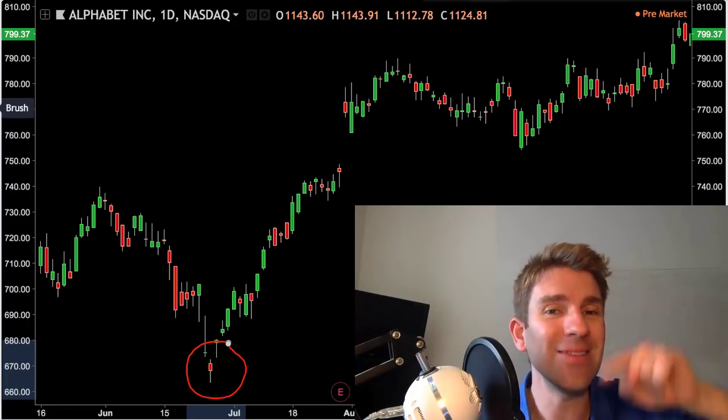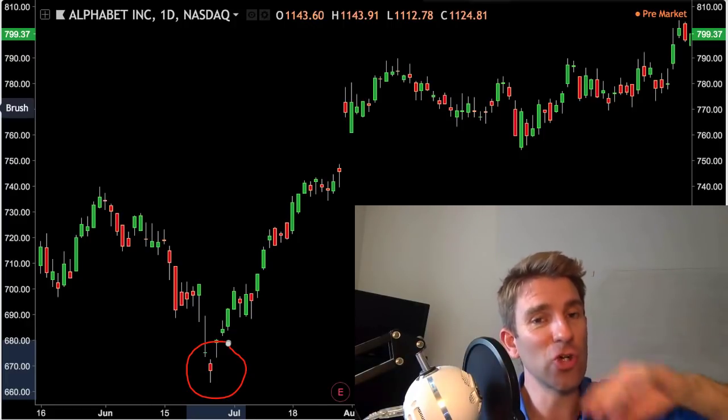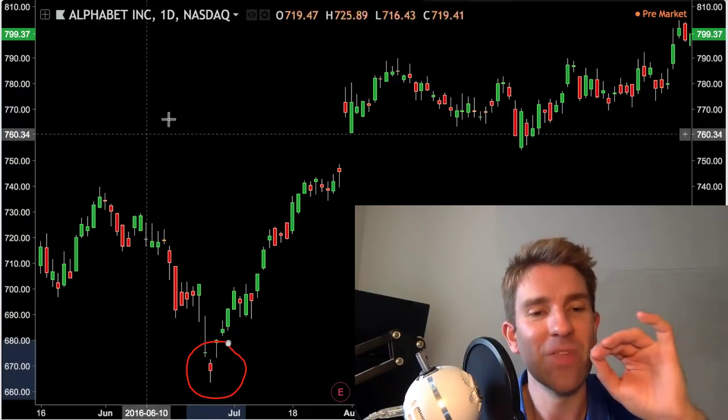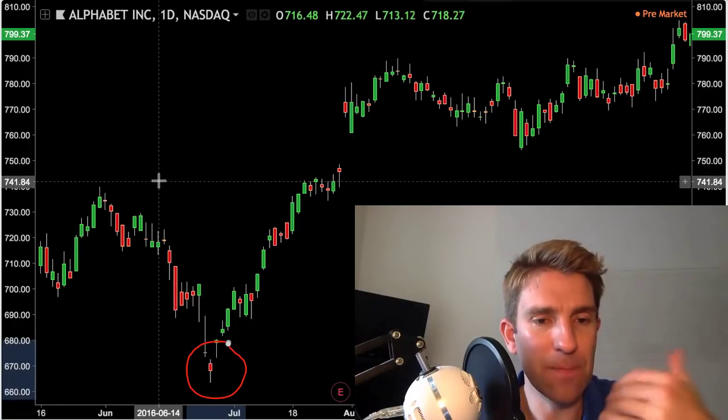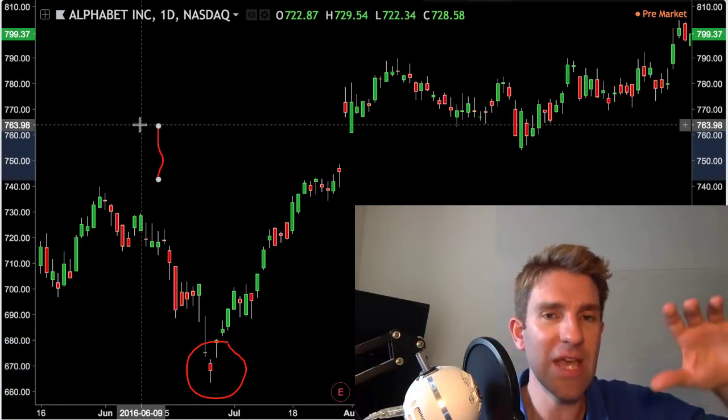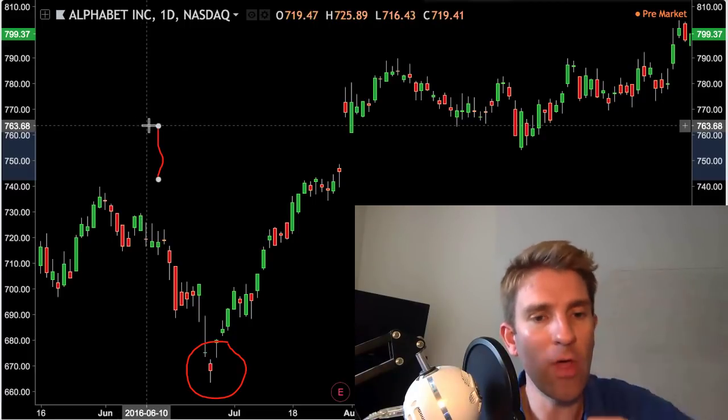So let's talk about the abandoned baby pattern. Another crazy name for a candlestick, but hey, I don't make them up, I just trade them. So what is it all about? Abandoned baby is basically this. Have a quick recap, and then we're going to talk about when we can use it, markets we can use it in, stops, entries, exits, all the other good stuff.